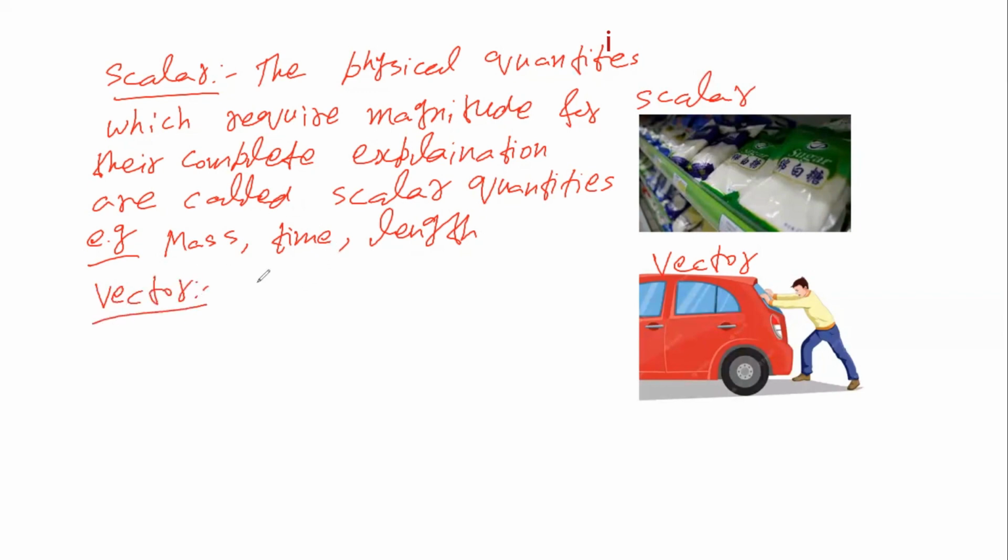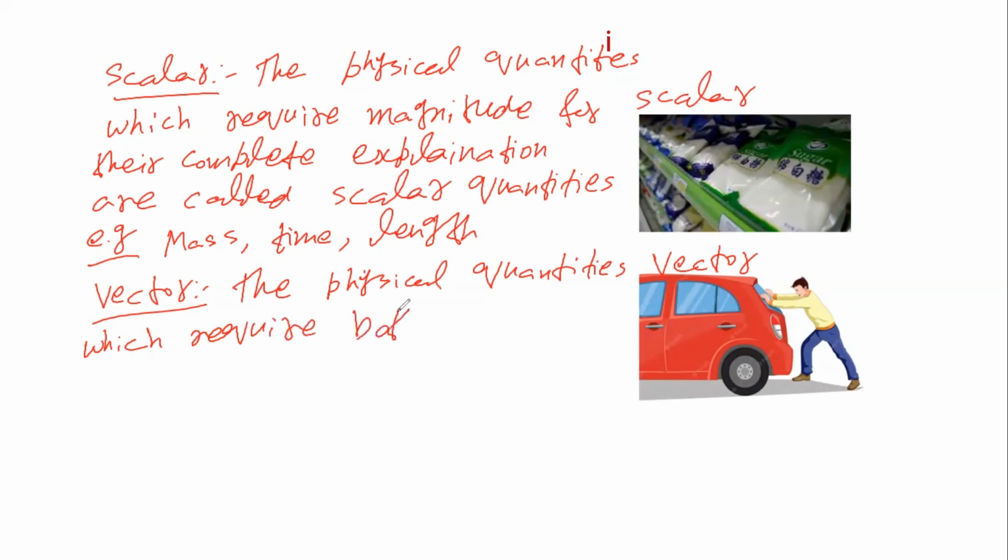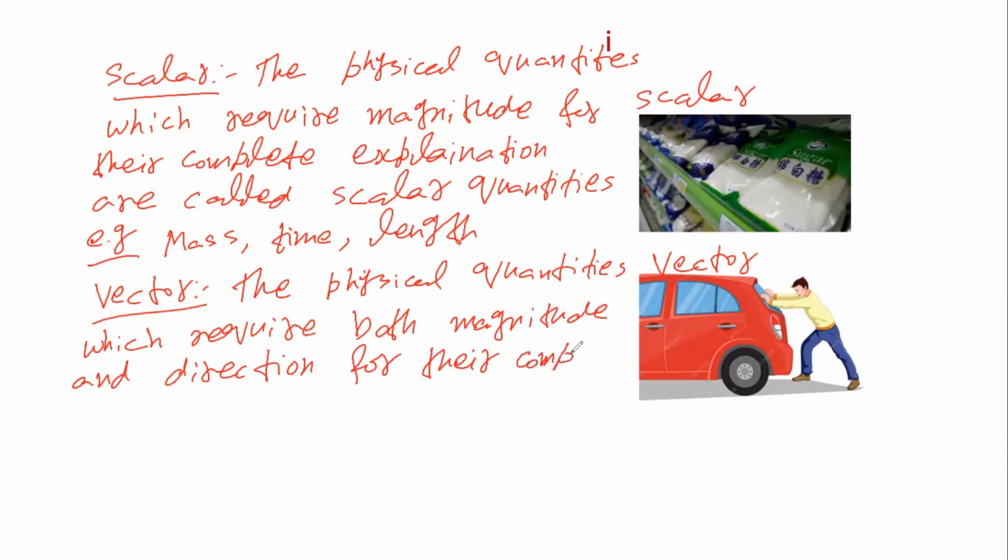Okay, if we talk about the vector, how can we define it? The physical quantities which require both magnitude and direction for their complete explanation are called vector quantities.